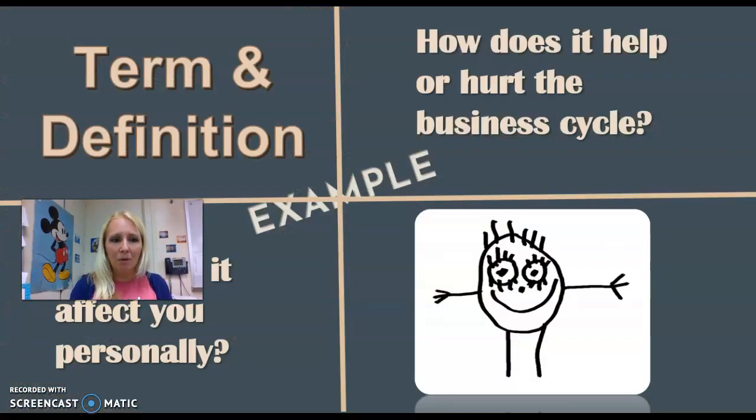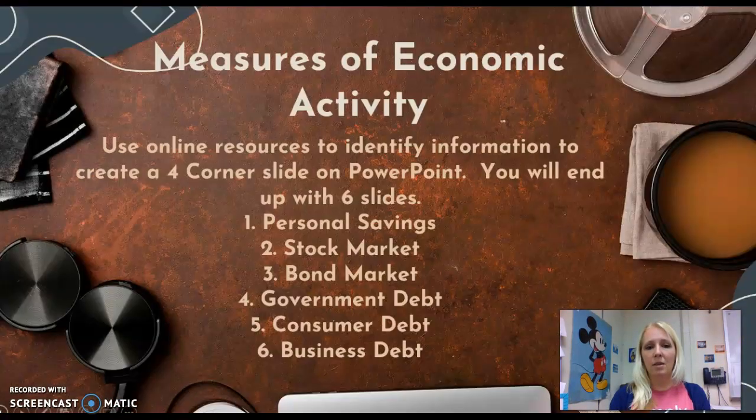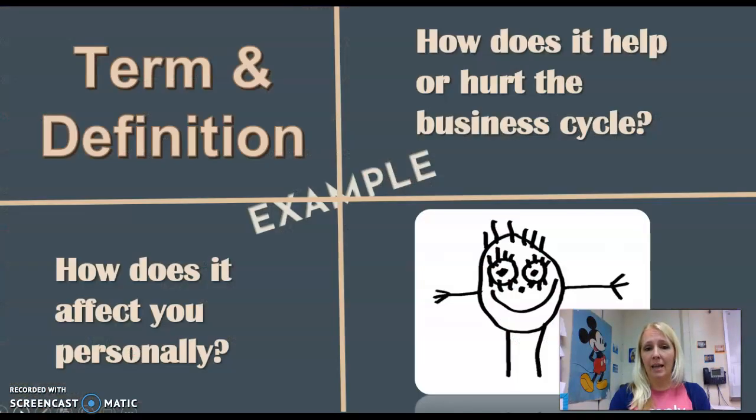Here is an example. Get my face out of the way here. I'll come over here with my little drawing guy. So in one corner right up here, you would add your term and definition. And then in another corner, how does it help or hurt the business cycle? In the 3rd corner, how does it affect you personally? And then in the 4th corner, you would add that picture. So again, you are going to do this for all 6 of these terms, and then you will turn it into Schoology as well. So those are your 3 assignments for the day.